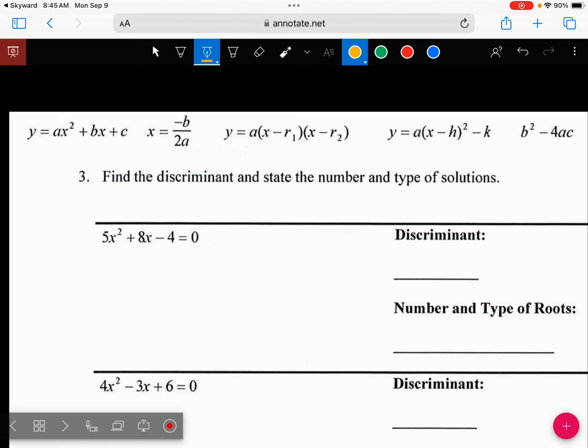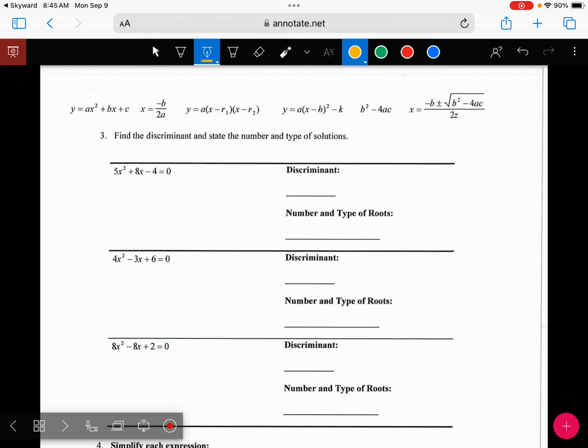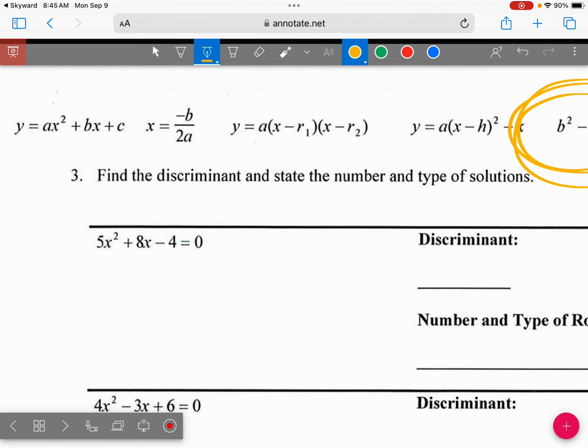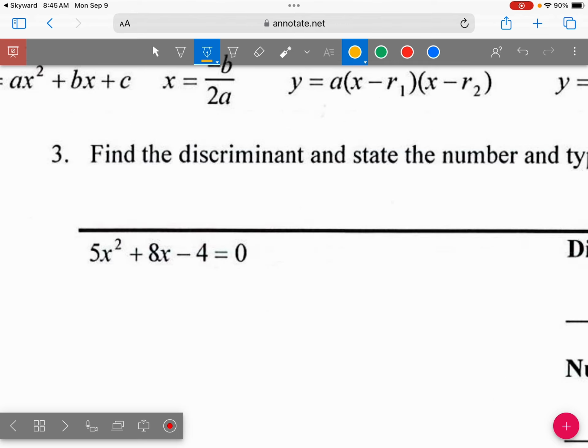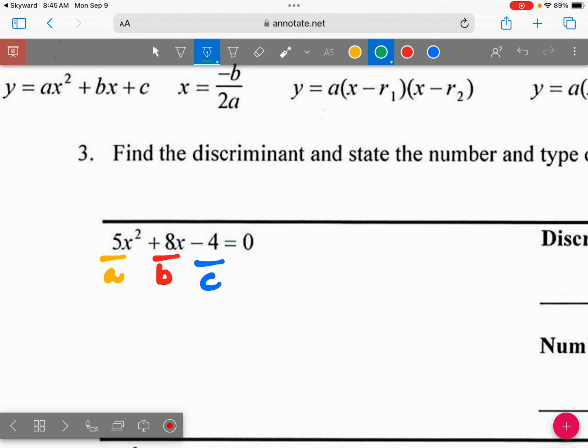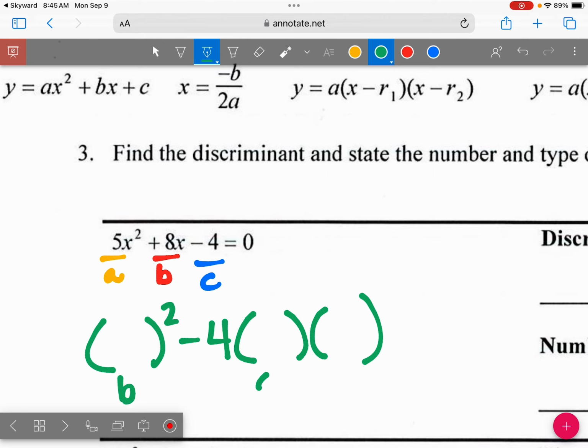For question 3, you have to do the discriminant test, which is this right here, b squared minus 4ac. So in this one, a is 5, b is 8, c is -4. So let's go ahead and do it. B squared minus 4ac. Go ahead, type this in your calculator.